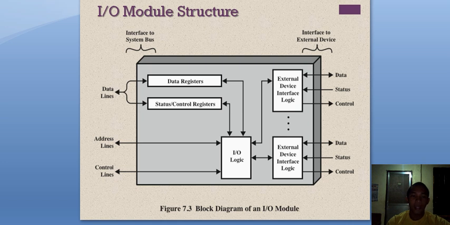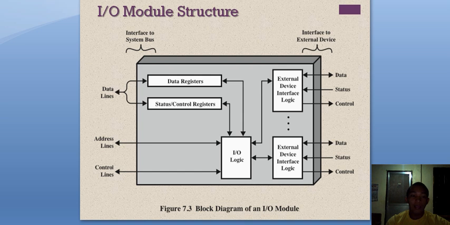The module connects to the rest of the computer through a set of signal lines, for example system bus lines. Data transferred to and from the module are buffered in one or more data registers. There may also be one or more status registers that provide current status information. A status register may also function as a control register to accept detailed control information from the processor.